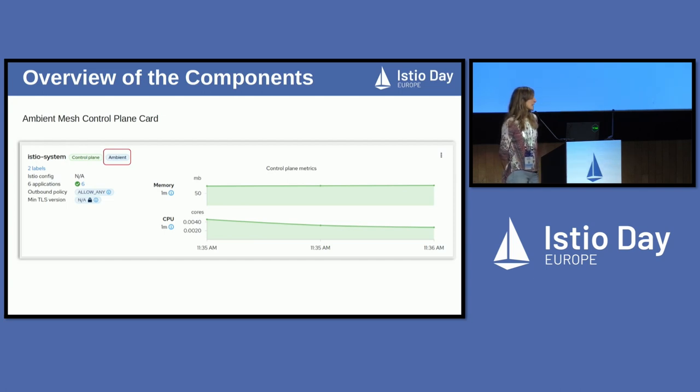When Kiali detects that there is a ztunnel daemon set, it will show this ambient label in a control plane card. It's important to know that if Kiali doesn't detect any ztunnel daemon set, it is not going to add any of the other features that I'm going to show later, because this is still an alpha feature, so we make sure we are not going to add any of this logic into production.